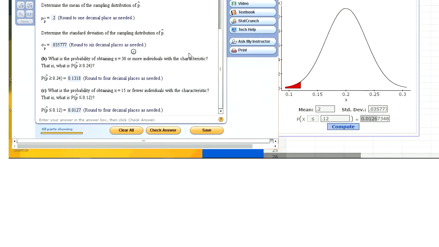Okay. Great. All right, so that's how we use the normal probability calculator when we find the sampling distribution for our sample mean and sample proportion.